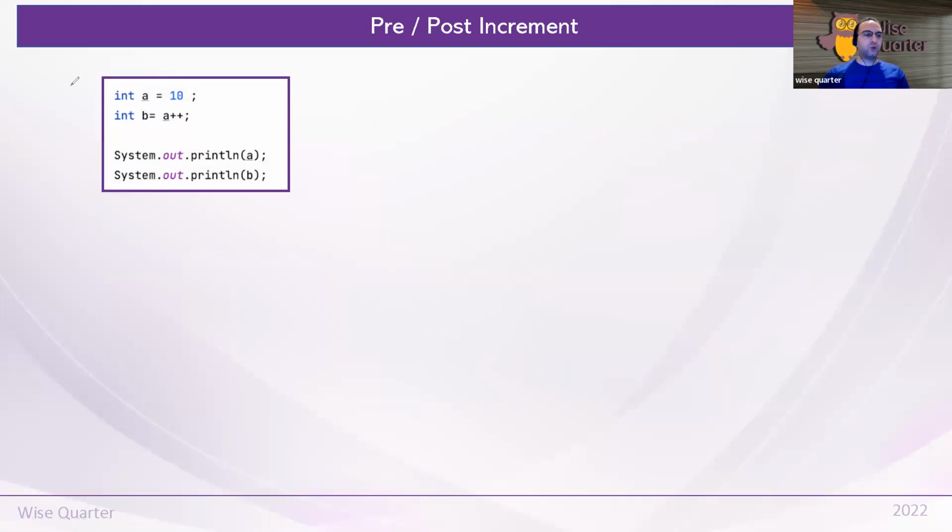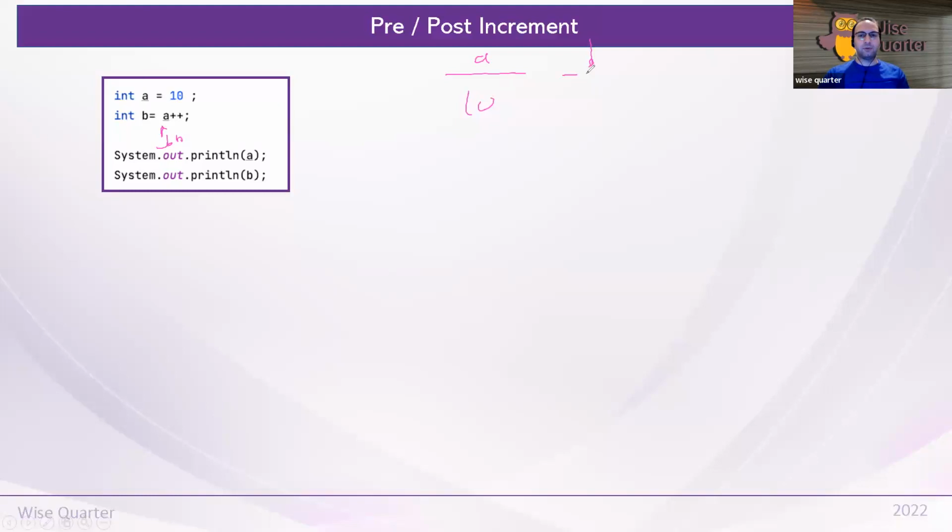Now we have another example here. A is 10. We do not have any B value for now. A is 10. And when I come here, the job is the assignment, right? Because of this equality symbol. And plus plus comes after the A. It means first the job, then increase. First, I will make the assignment. The value of A is 10.